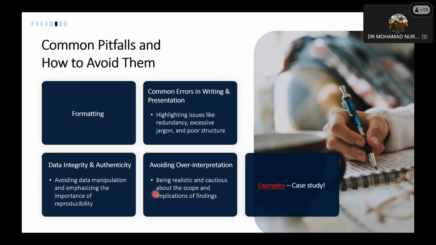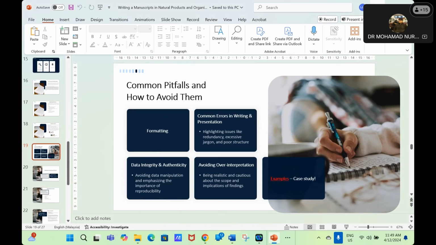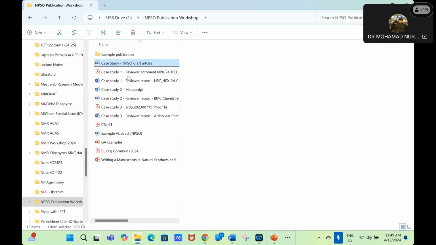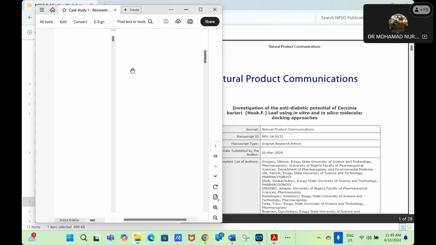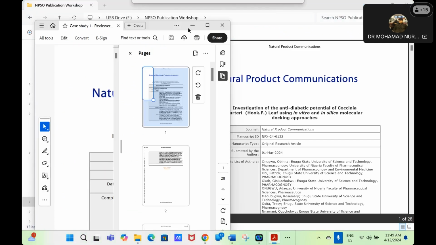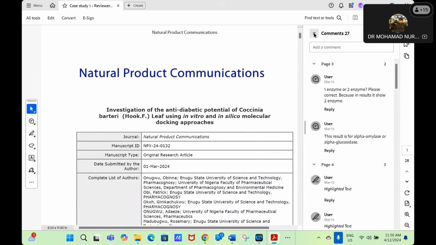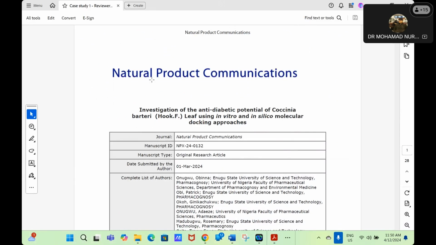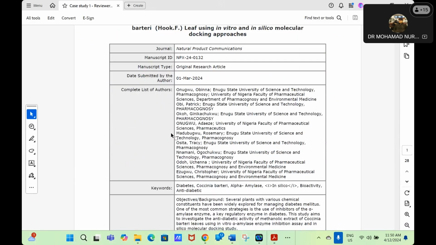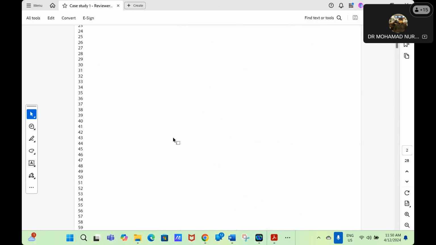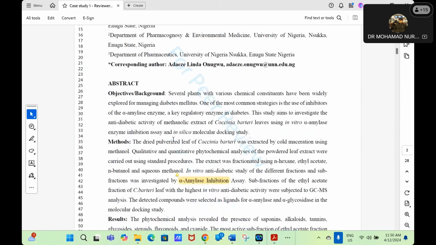Okay. For the examples and case study, maybe you can do it by yourself, because actually this module was developed for face-to-face. So I try to open this one. They have a few case studies here. For example, case number 1. I take this because I'm also a reviewer. This is from Natural Product Communications. I'm the reviewer, and after that, you can see how they try to explain their words.